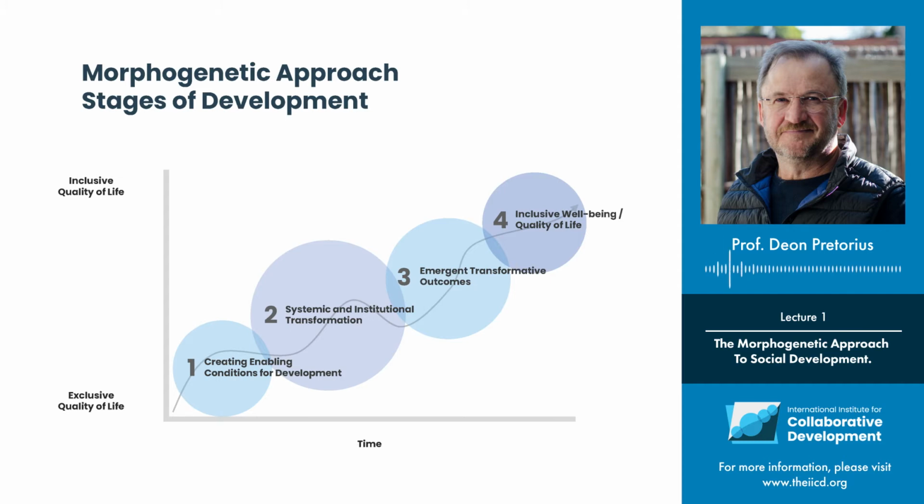And the fourth is inclusive well-being or inclusive quality of life. Four stages that follow on one another theoretically. The following on one another and the sequencing will never be neat and categorical. But the important thing is that there is a sequence and that there is a certain maturity that needs to be reached in every stage before the next stage can fully unfold.